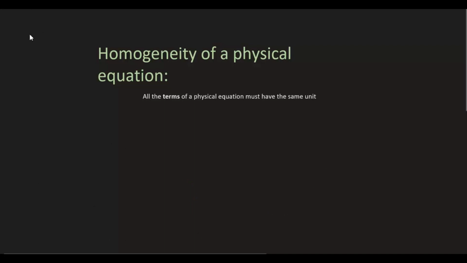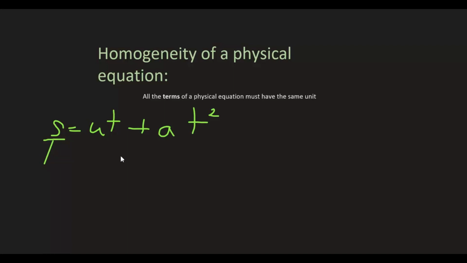Alright, so we know that s equals ut plus half at square, right? In case you don't know these equations, these are equations you will be using in the future, but for now just remember that this one is to find the distance traveled if an object is moving with a constant acceleration in a straight line.